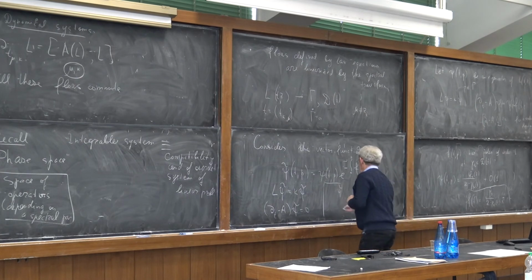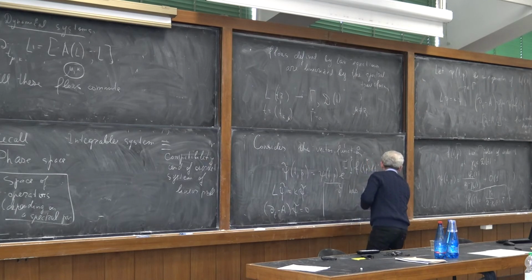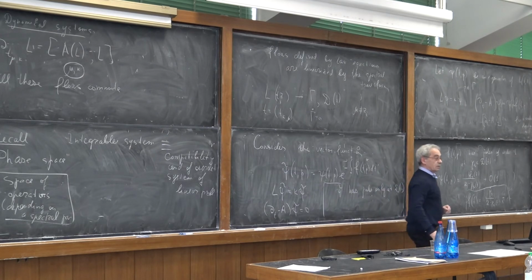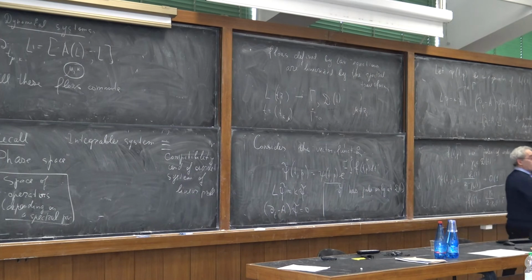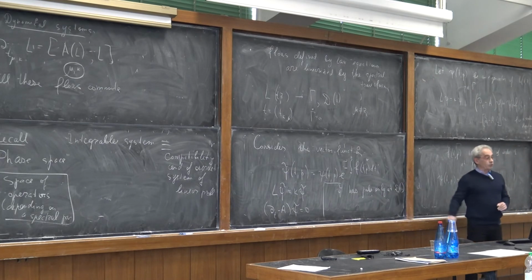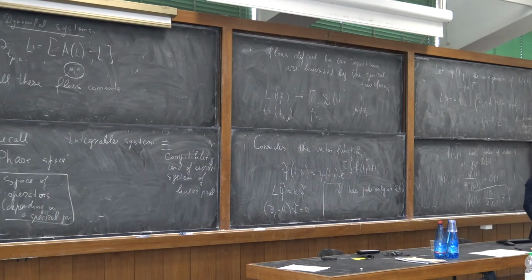Psi tilde has poles only at D at t=0. So there are no poles of this function away from the divisor corresponding to the initial data. Let us see why it's so.